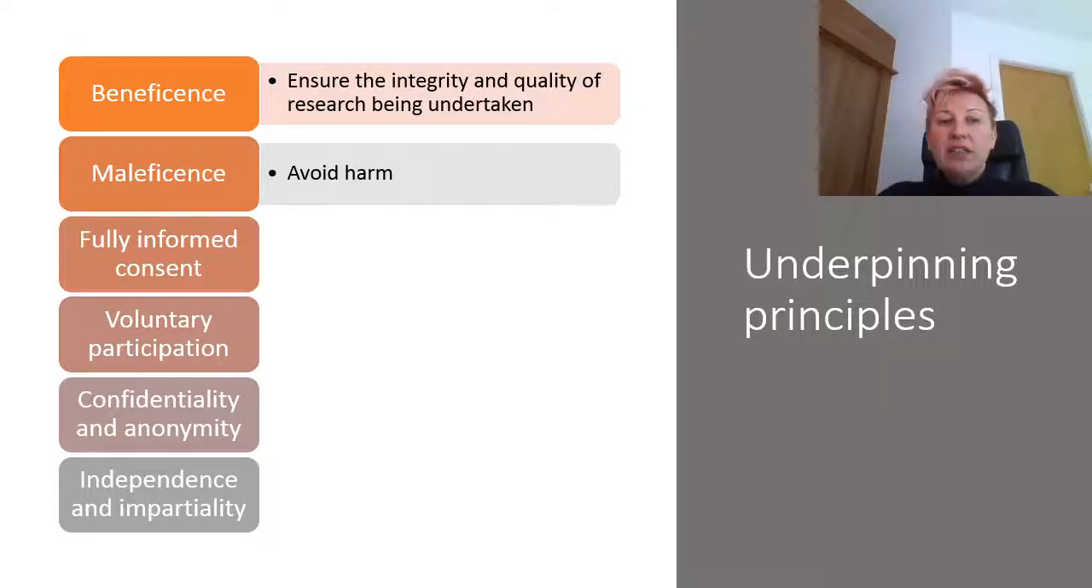The second principle here then is maleficence, and that is the principle of avoiding harm. So we should seek to avoid harm, minimize any sort of harm that we do to our participants, to the communities, and to the researcher themselves. The third principle, which we've explored in some detail already, is that of fully informed consent. The fourth principle is of voluntary participation by participants. The fifth principle is of confidentiality of data and anonymity in participation. And the final principle is of independence and impartiality.